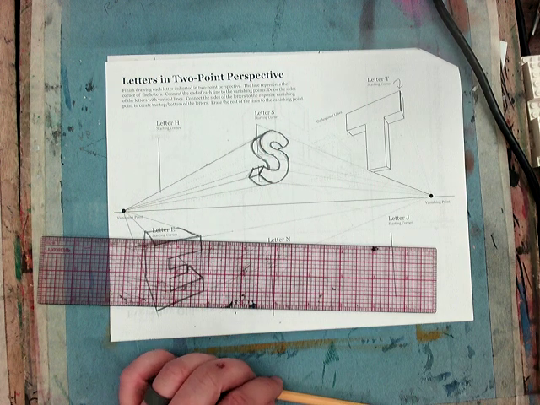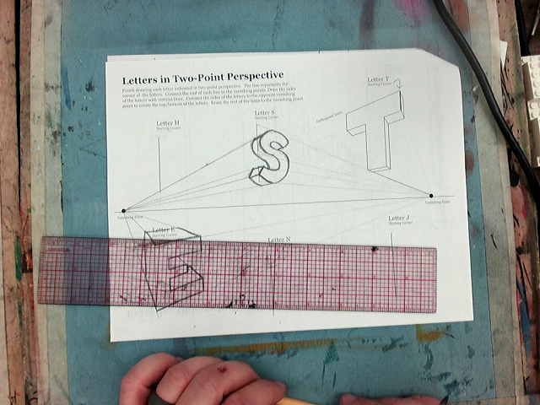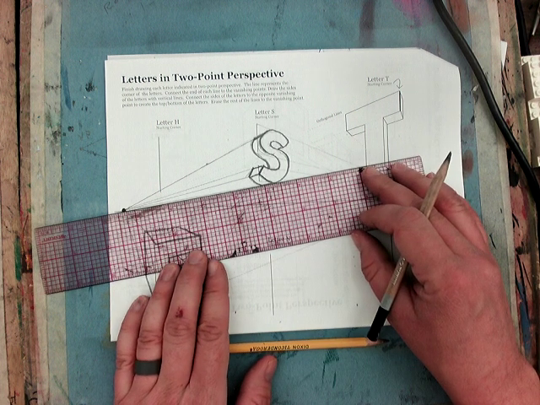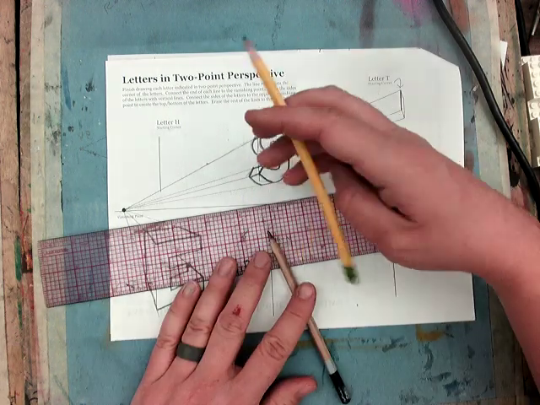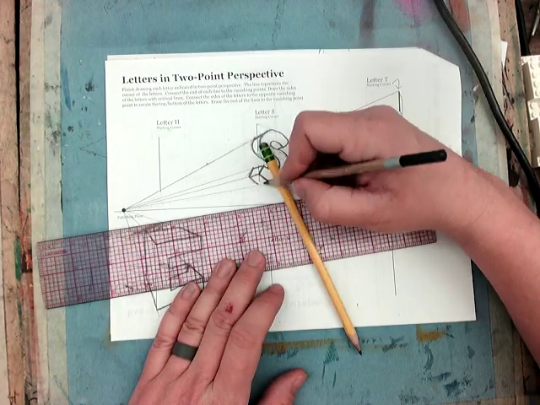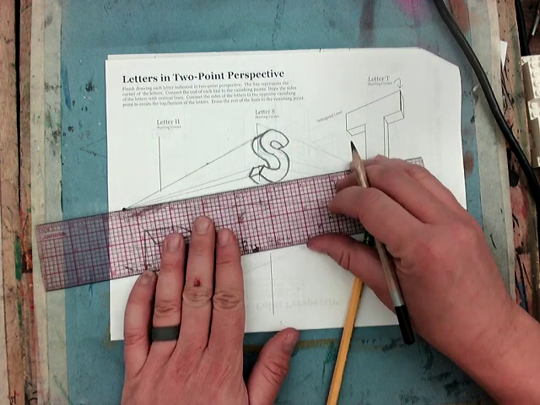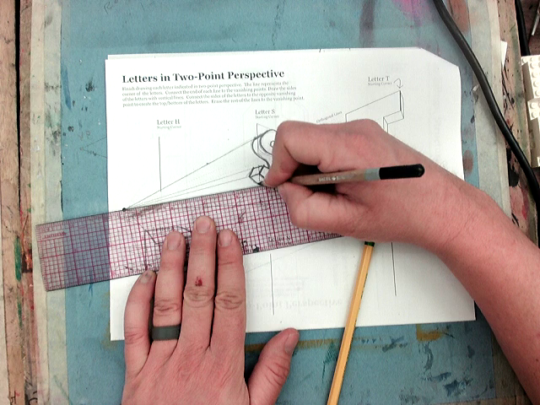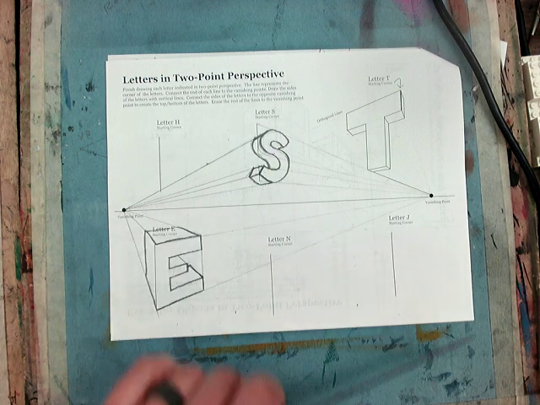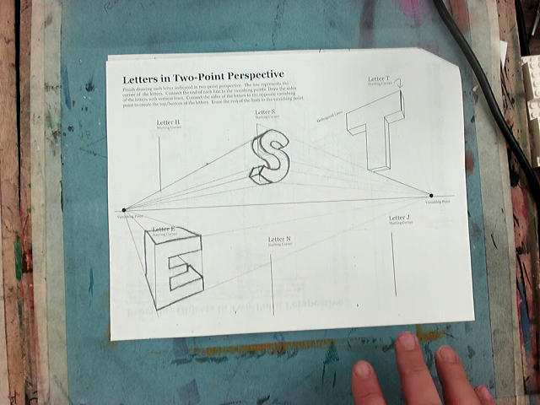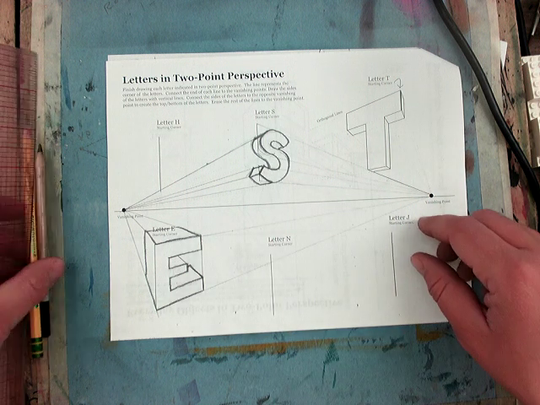All right, there's my S. I don't like this too much. A little tighter there. Yeah. All right, is that good? Does anybody have any other questions on any of these? All right, good.